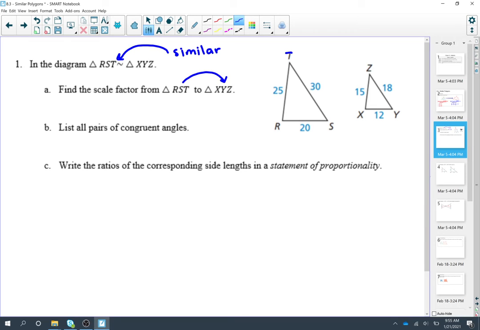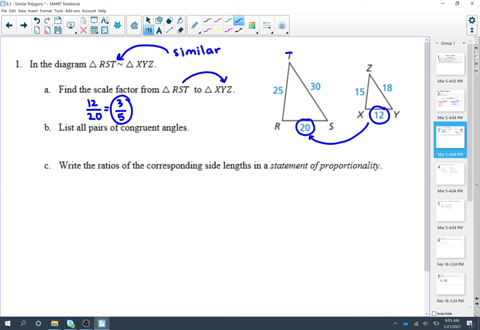So if I want the scale factor, I have to find, for example, 12, which corresponds to 20, and we're going to take 12 over 20. You don't have to pick those. You could have picked 18 and 30. You could have picked 15 and 25. It doesn't matter, because if they're similar, they should all be the same. If we simplify this by 4, that's going to give us 3/5. So our scale factor is a reduction by 3/5.